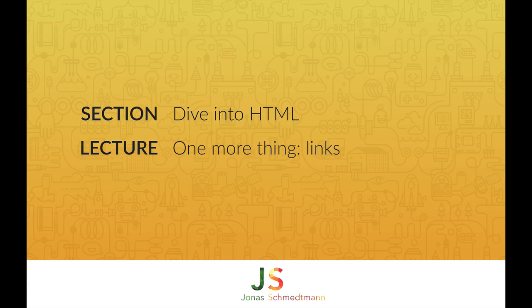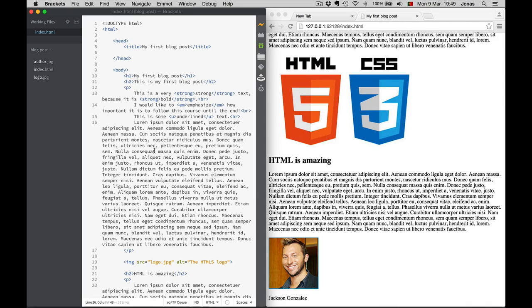So far, we have placed headings, paragraphs and images on our blog post webpage. Another very important thing in web pages are links. So let's go back to the little web page that we were playing with. So, links are defined with the A tag, which stands for anchor. And we use the href attribute to tell the browser where the link should take us.